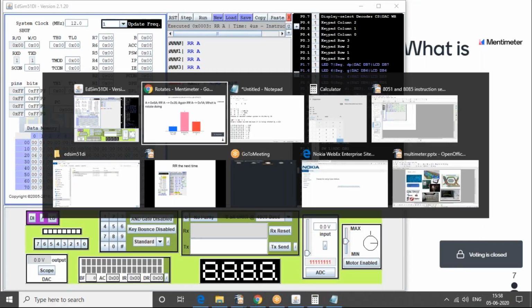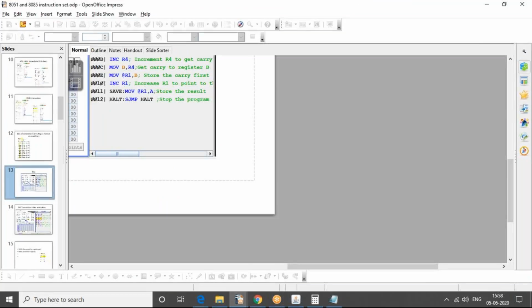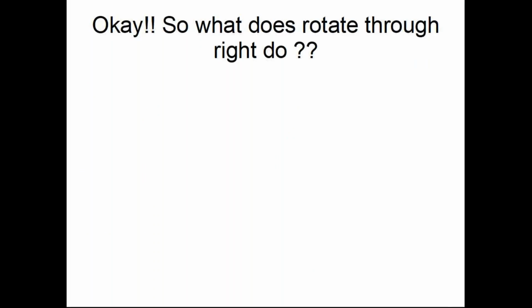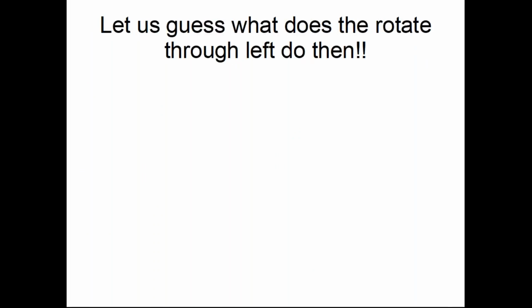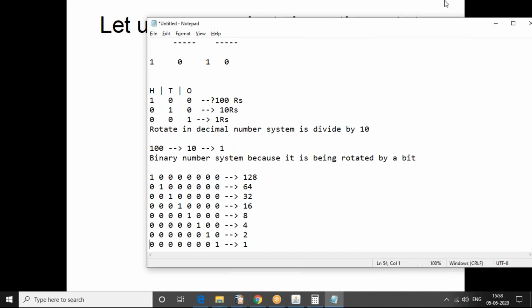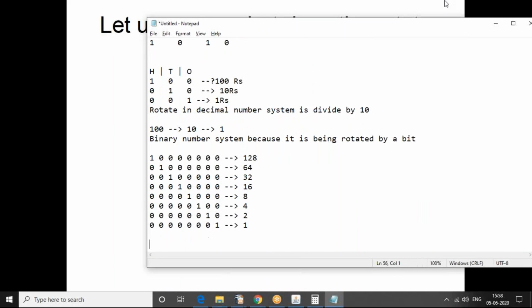I can go to the next slide and see what is there in that, and then plan accordingly. Okay, so we looked at what rotate does. The next question will be what a rotate through left will do. I think we will spend some time and close this with that. So we will use the same graph to explain what a rotate by left will do.